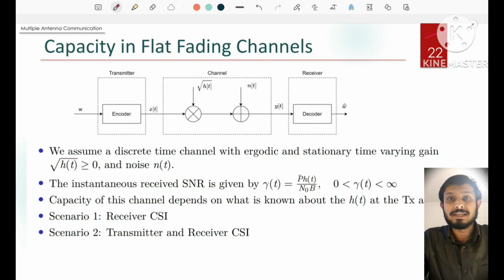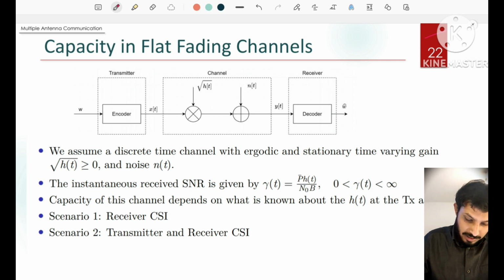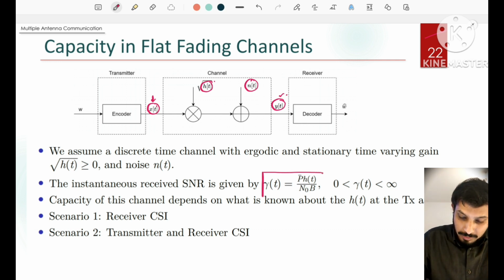Now the next thing we will see is capacity in case of flat fading channels. So we assume that we have a discrete time channel with ergodic and stationary time varying gain, this h of t. We have an input symbol x of t, we have a noise n of t, and then we have an output y of t. And the instantaneous SNR is given by gamma is equal to p bar, that is the transmit power, times h of t, channel gain, divided by the power spectral density of noise.